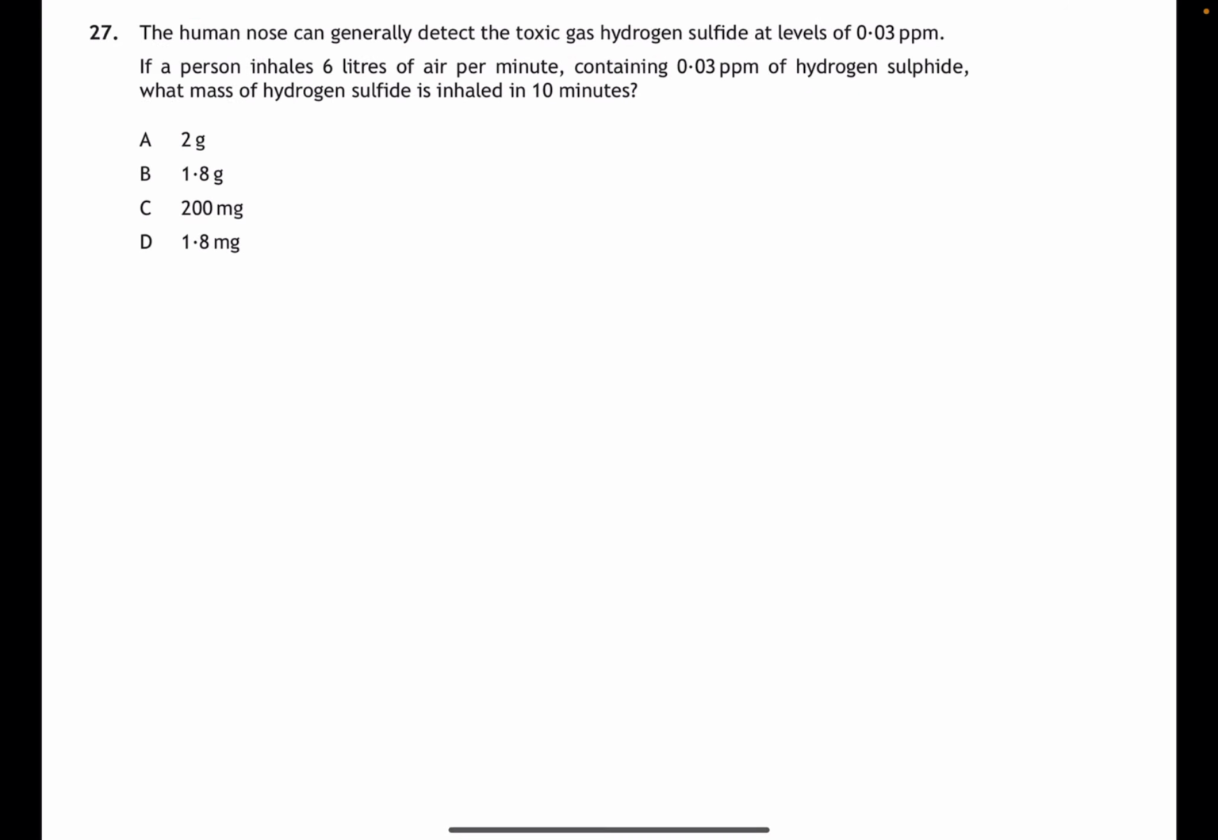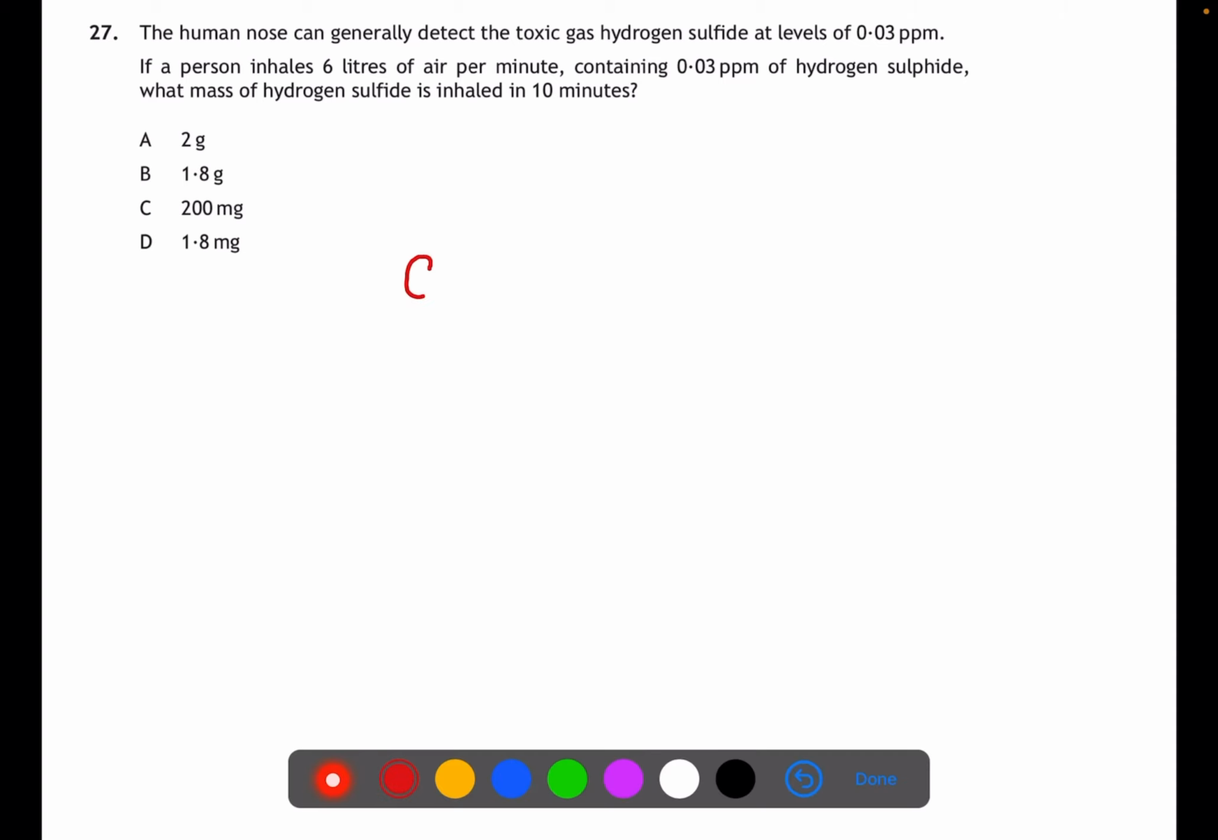Question 27. The human nose can generally detect the toxic gas hydrogen sulfide at levels of 0.03 parts per million. If a person inhales 6 litres of air per minute containing 0.03 parts per million of hydrogen sulfide, what mass of hydrogen sulfide is inhaled in 10 minutes?